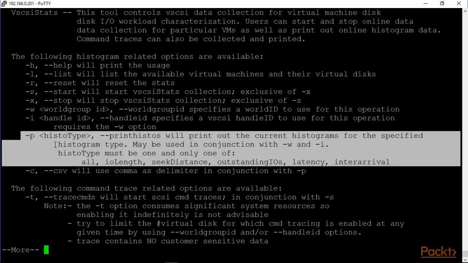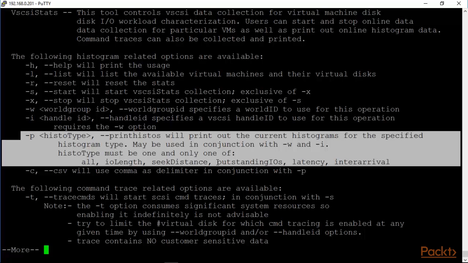So what kind of histogram is actually presented? One can specify all, which means that you will get information about the IO length, which is the length of the IO, and the seek distance, which is how much the head actually has to travel. Again, this is spinning disk, how much the head has to travel before it finds the actual sector onto which it will then write that block.